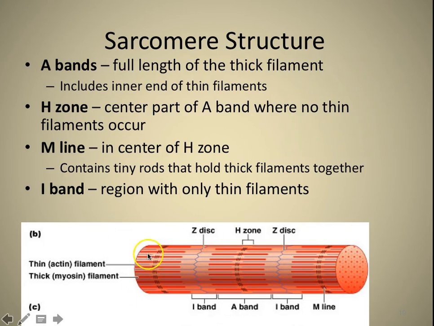And then this I band would be the light band that you would see underneath the microscope. So that's basically a region that only has thin filaments, so it looks light underneath the microscope. So basically, the A band is the dark that you see: light, dark, light, dark, light.